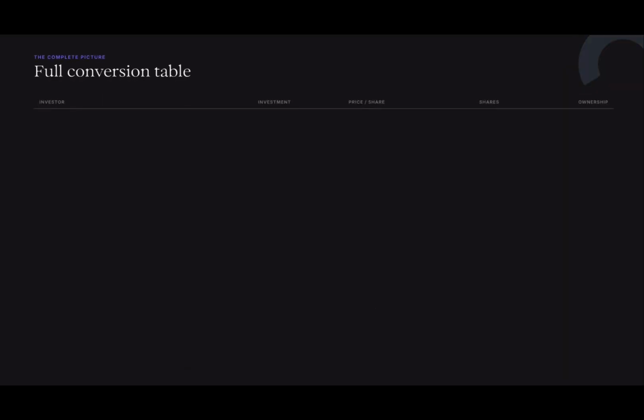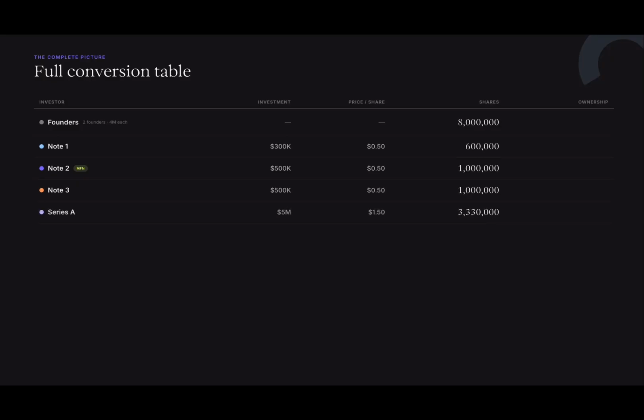Let's run the complete picture. Note 1, $300,000 at 50 cents per share, 600,000 shares. Note 2, $500,000, MFN triggered, converts at 50 cents, 1 million shares. Note 3, $500,000 at 50 cents, 1 million shares. Series A investors, $5 million at $1.50, 3.33 million shares. Add everything to the 8 million starting shares. Total outstanding, 13.93 million shares.